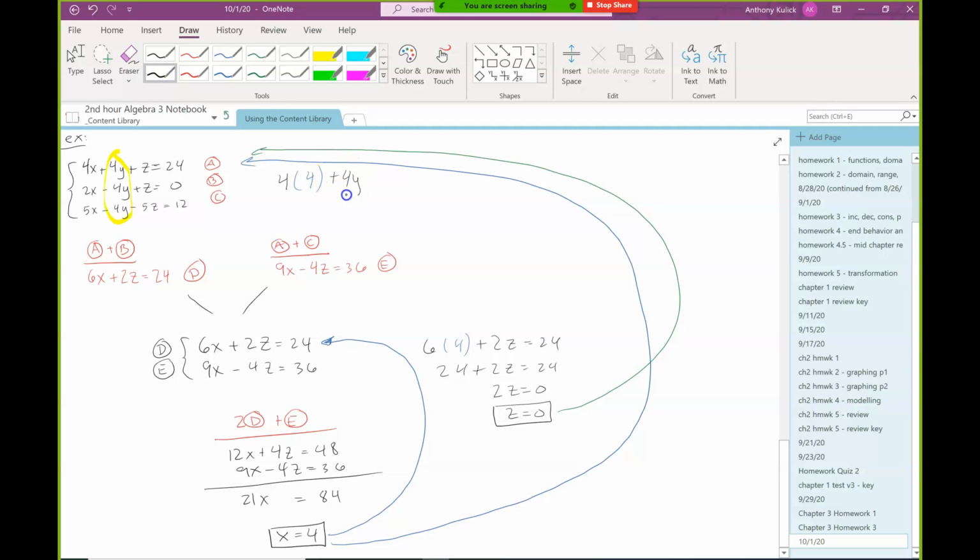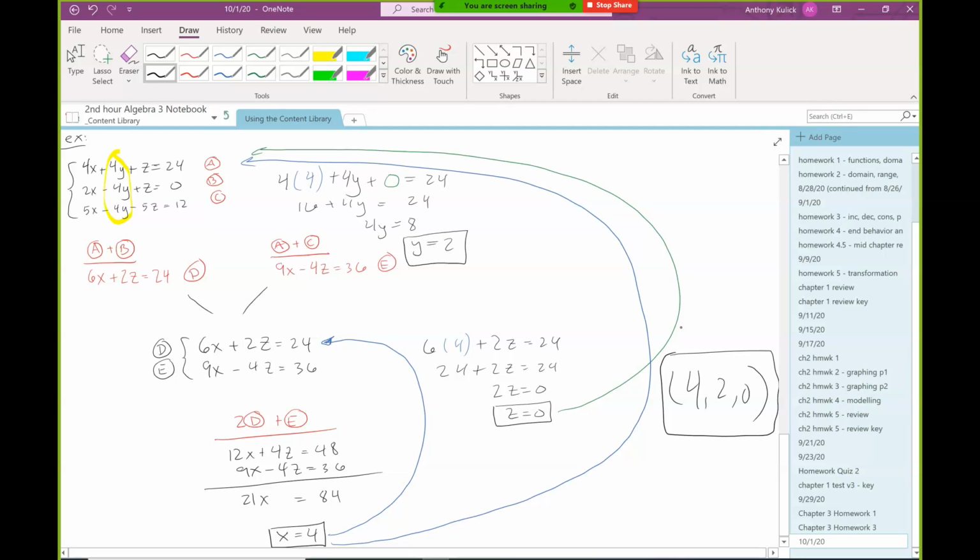And I have plus 4y. And then I have plus, but instead of what z is, I'm going to write what it equals. That should equal 24. So 16 plus 4y is equal to 24. Subtract 16 from both sides. And then if I divide both sides by 4, I get y is equal to 2. So my answer then is 4, 2, 0. Again, we always write them in alphabetical order, so x, then y, then z.